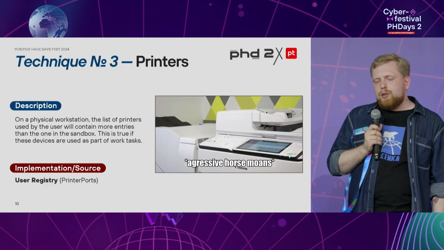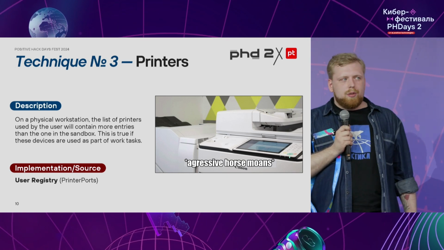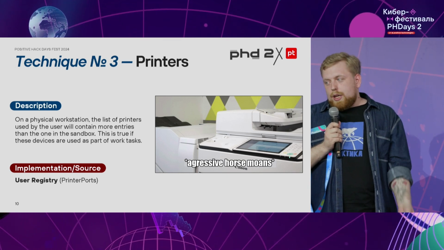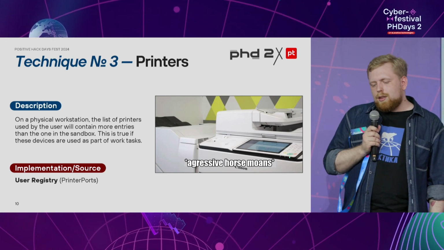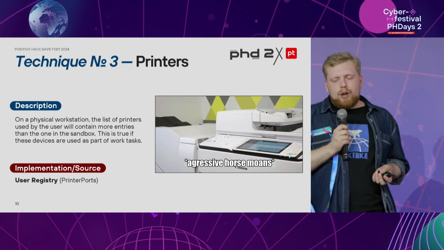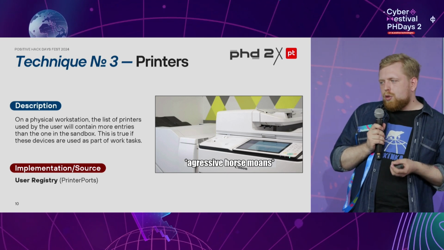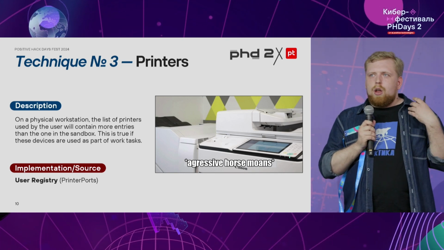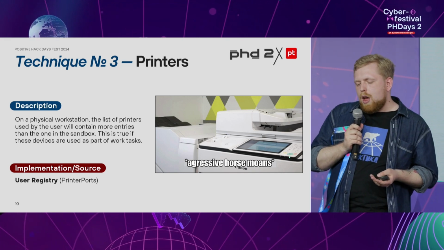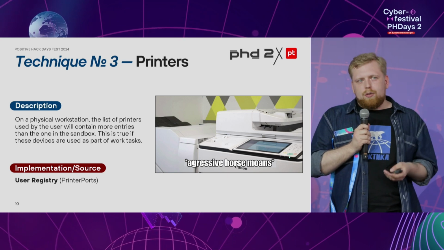The next technique is an arguable one, because you have to take into account specific departments of the employees. For instance, a financial department or a legal department who tend to print out lots of hard copies. In that case, it could be used. So, if you analyze the sandbox, you'll see that the number of records of printers used for printing out hard copies, there were just 4 or 5 of them, which is suspicious.